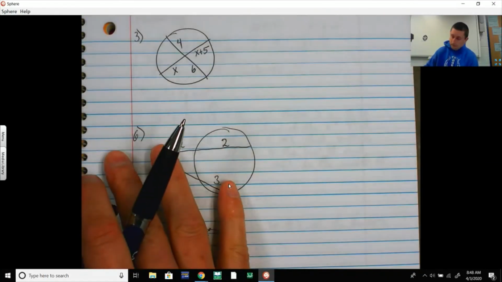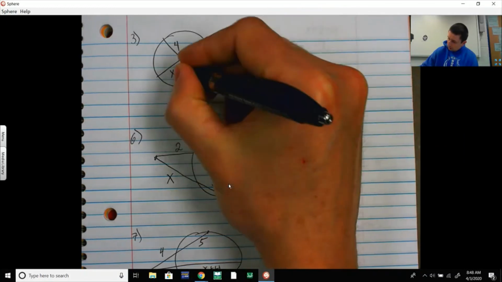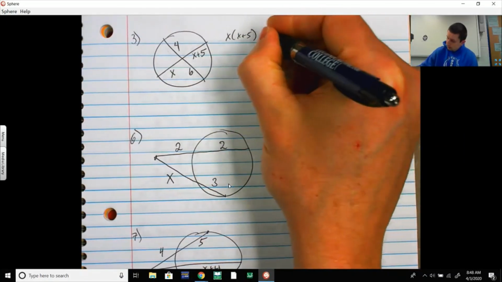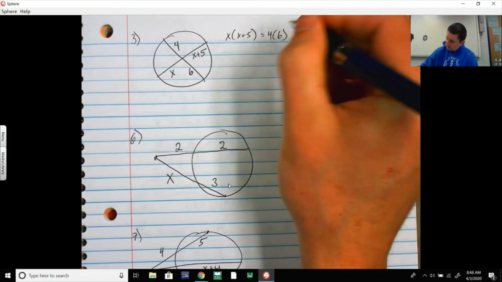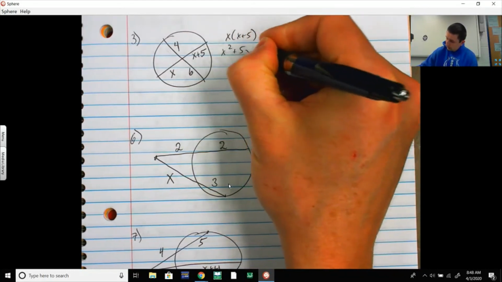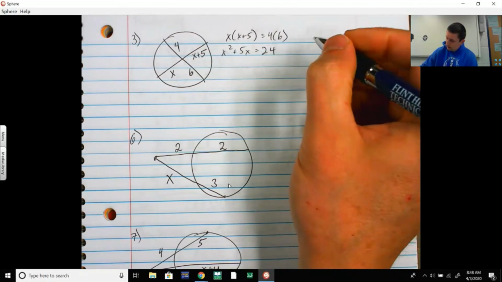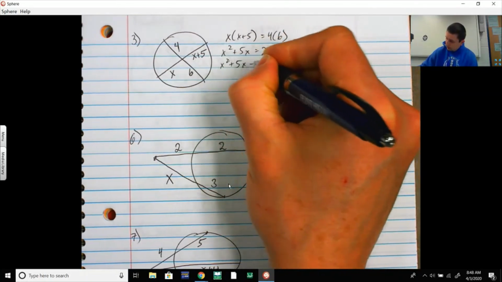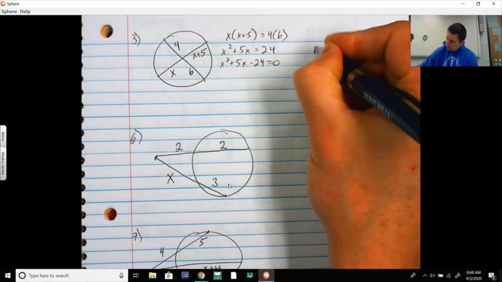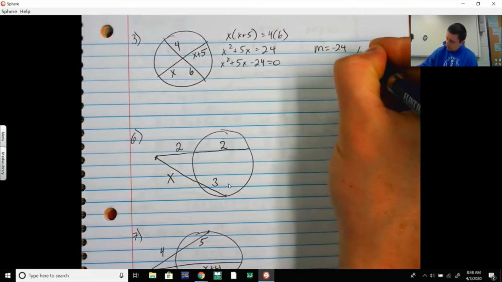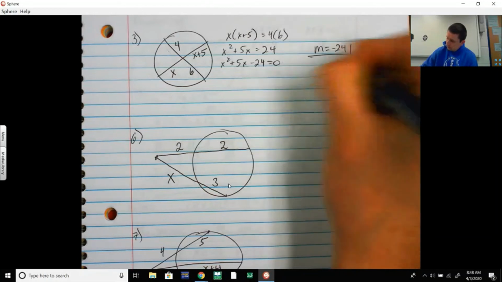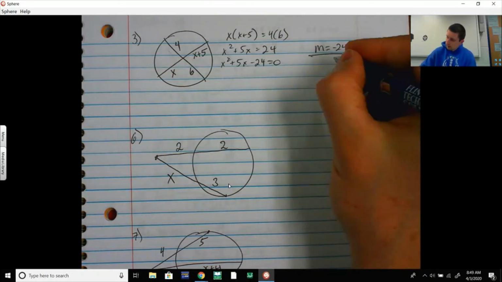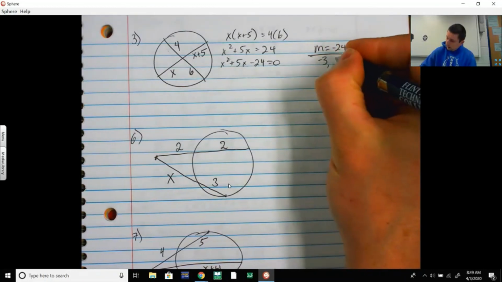Okay, so number 3, we have chords, so x times x plus 5 has to equal 4 times 6. So x squared plus 5x has to equal 24. Minus that over, x squared plus 5x minus 24 equals 0. So we need to multiply to negative 24 and add to 5. So you can go through those: 1 and 24, 2 and 12, 3 and 8, negative 3 and positive 8.